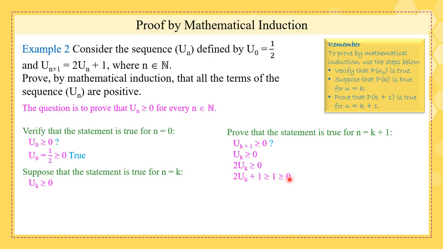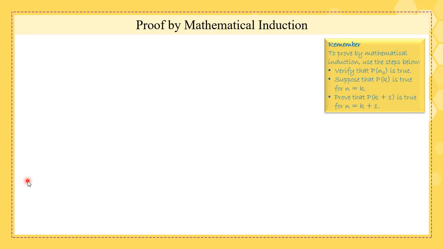And 1, in fact, is greater than or equal to 0. Thus, we can say that uk plus 1 is greater than or equal to 0. And finally, because the 3 steps are satisfied, we can say that un is greater than or equal to 0.